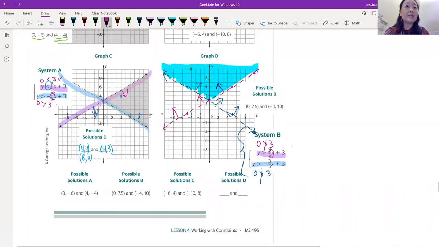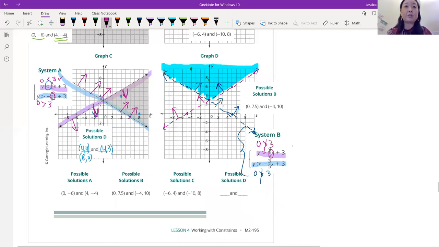Again, this says less than. So for the purple, we are going to be shading down like this. And the blue one says greater than, so for the blue, we're going to be shading up because it's greater than. And what do you notice? Where does it overlap? Right here in this area, the right-hand side.